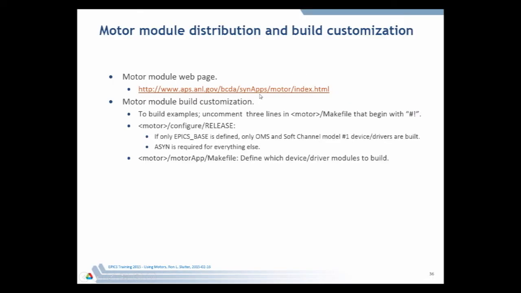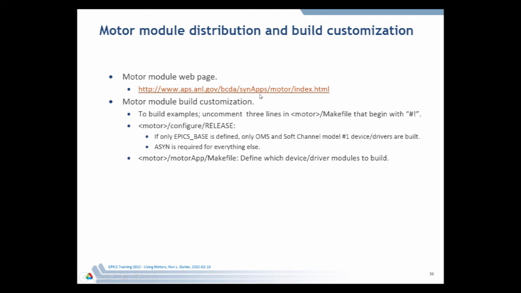All right, a little bit about customization. The easiest thing to do is just use the motor module and Synapse as is. If people want to tailor it, the first customization, as I mentioned before, is the examples there. If you uncomment the 3 lines in the top-level makefile, you can build the motor IOC boot and motor example applications, look at those, and use those examples.